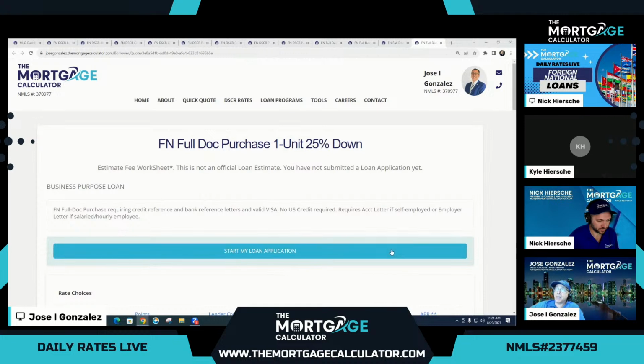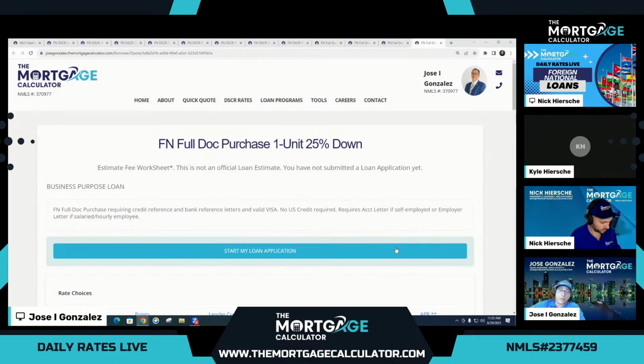So our first example is at a 75% LTV, which is the maximum loan to value that you can have for a foreign national loan. It was 80, but we had some adjustments during the pandemic, and that's where it stayed at 75%. Now, this option here does require a credit reference letter and a bank reference letter, and it does require a valid visa. However, no U.S. credit is required.